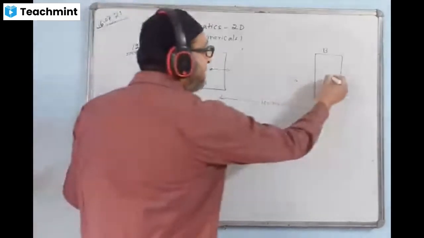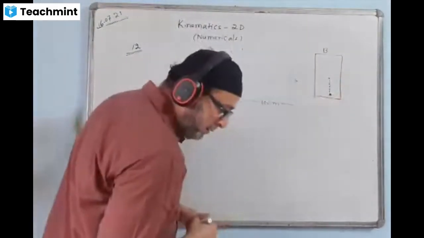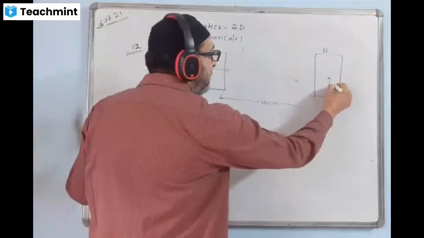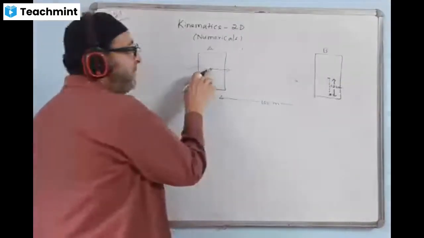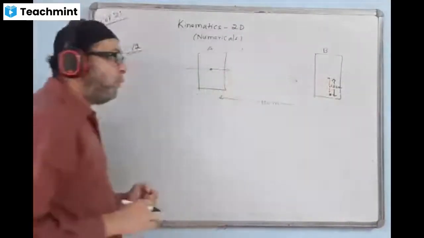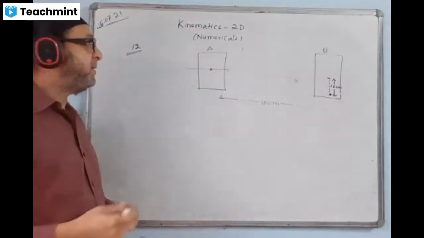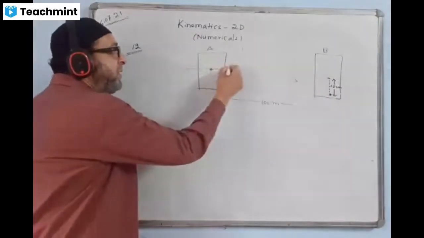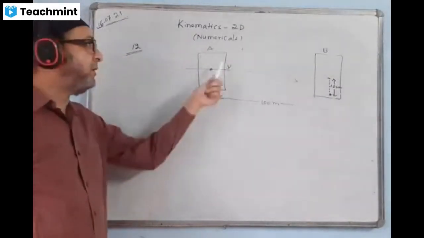The hole in B is, this is the depth. What is the hole in B given? 10 centimeter below. This is given, 10 centimeter below. I think this is the case because at the time when it is hitting the screen A, the velocity was horizontal, V. And you have to find the velocity V.